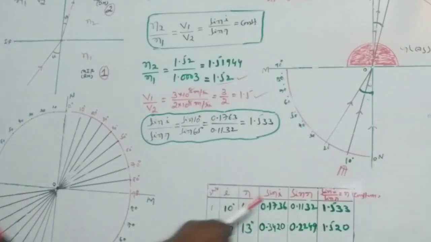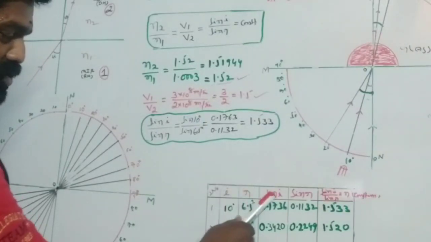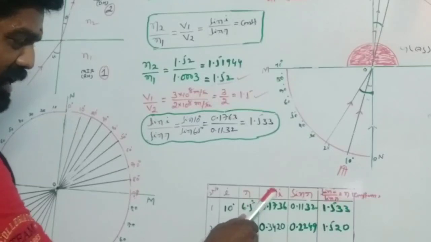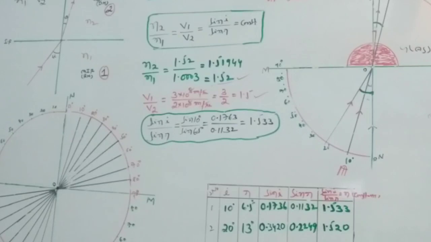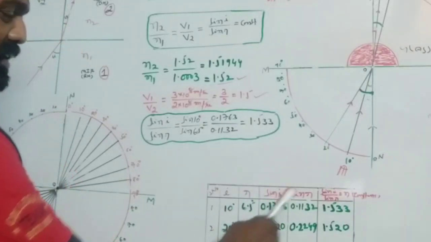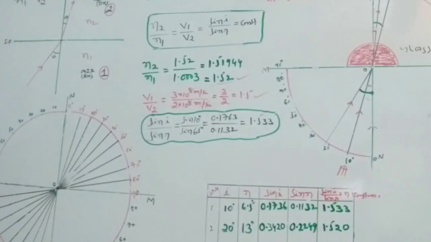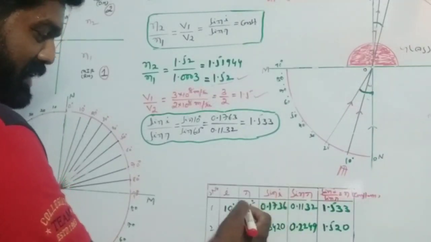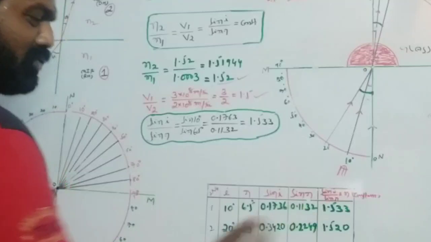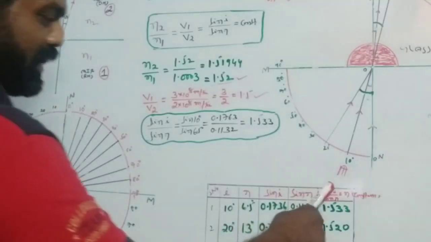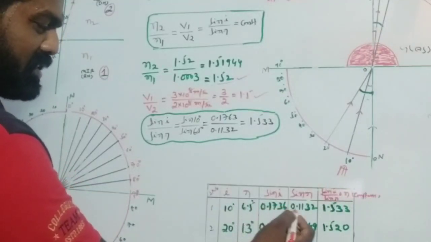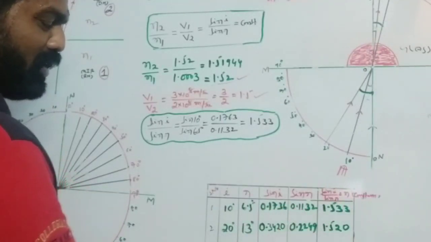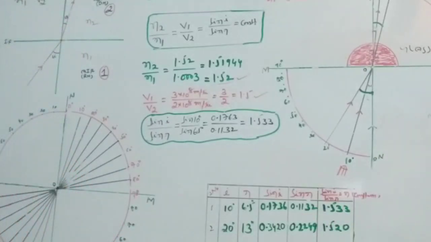Now we get sin I by using the sine table. Sin 10 degrees is 0.1736. Next, sin R. Sin R is how much? Considering 6.5, sin 6.5 is 0.1132. Now we can do sin I by sin R. So 0.1736 by 0.1132, and now we get 1.533.